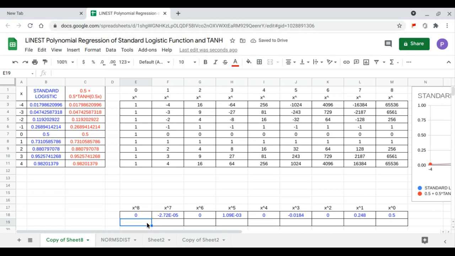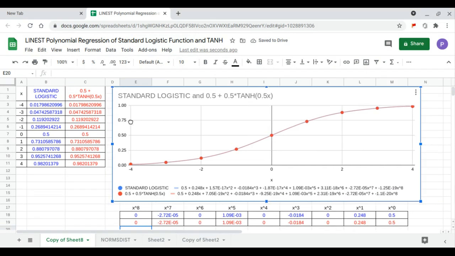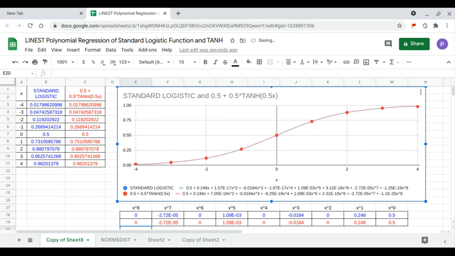And also for the hyperbolic tangent function, LINEST data y and data x. So let's compare with our trend line equation. The coefficient of x to the 0 is 0.5.